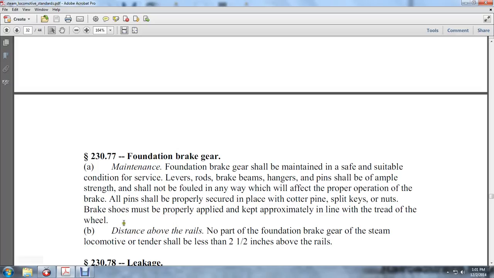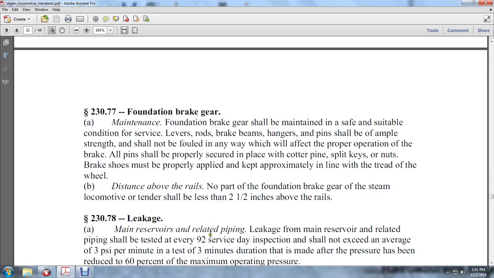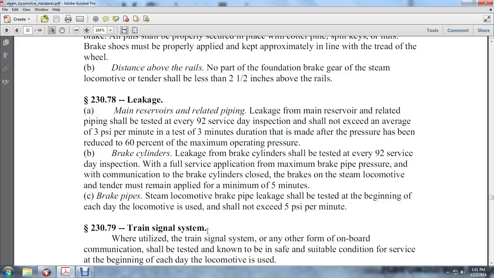Proximity of tread to the wheels, distance above the rails. No part of the foundation brake gear of the steam locomotive tenders should be less than 2.5 inches above the rails. Leakage. Main reserve and related pipe leakage, tested as necessary every 92 service days, shall not exceed an average of 3 psi per minute in a test of 3 minutes duration that is made after the pressure has been reduced 60% of the maximum operating pressure.